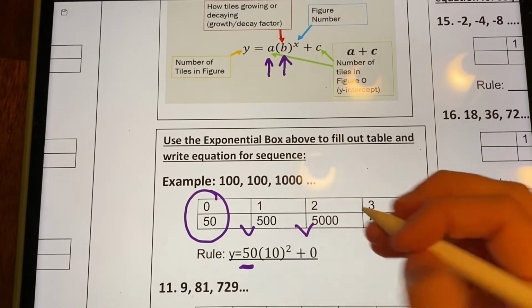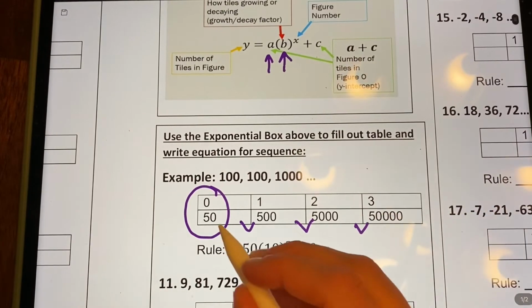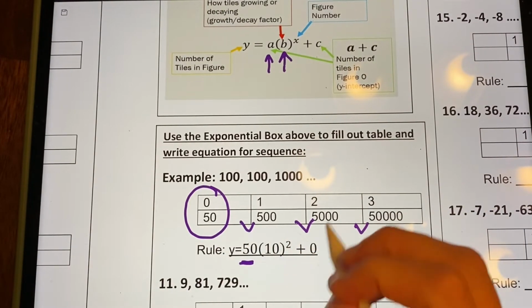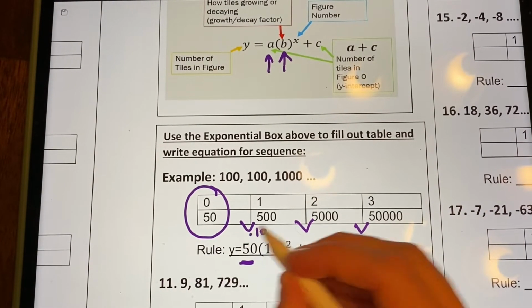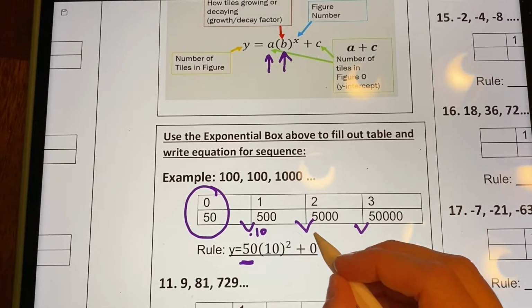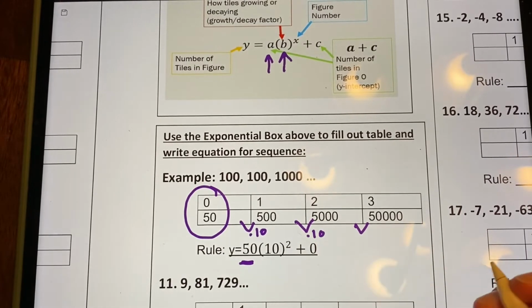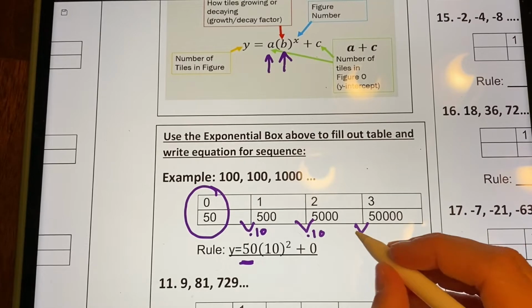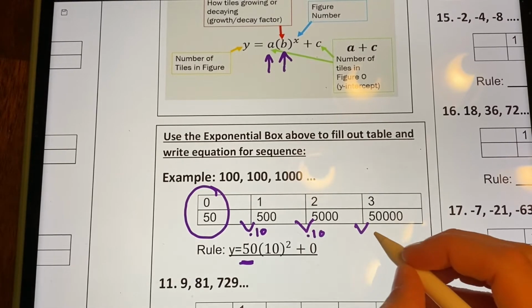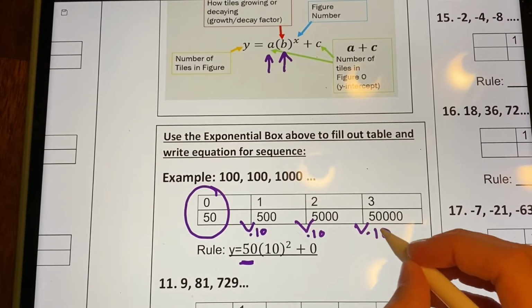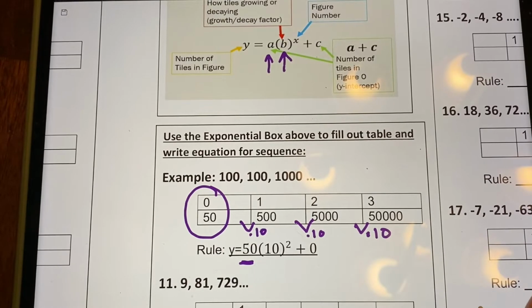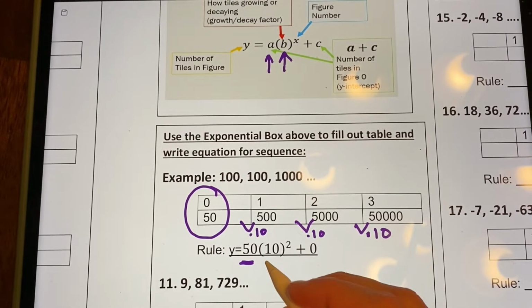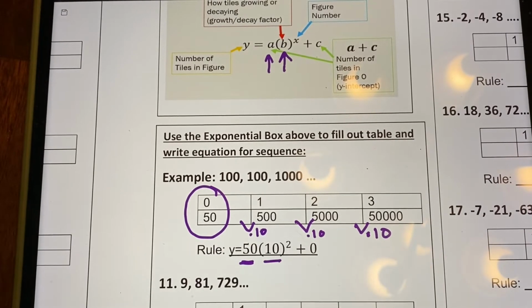So what are we multiplying by? So 50 times what is 500, which is times 10. 500 times 10 is 5,000, and 5,000 times 10 is 50,000, okay? And that's what I put here. The multiple is it's changing by being multiplied by 10.